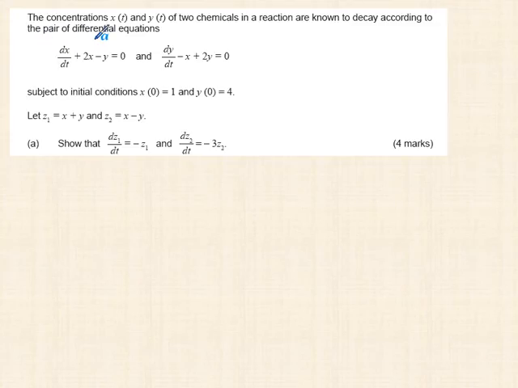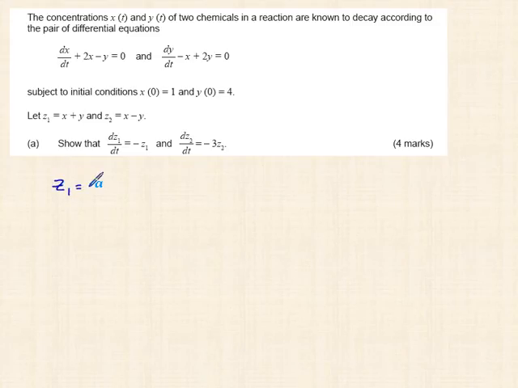The concentrations of two chemicals in a reaction are known to decay according to the pair of differential equations given here, subject to these initial conditions. Z1 is x plus y and Z2 is x minus y, and we want to show dz1/dt is negative z1, and dz2/dt is equal to negative 3z2.